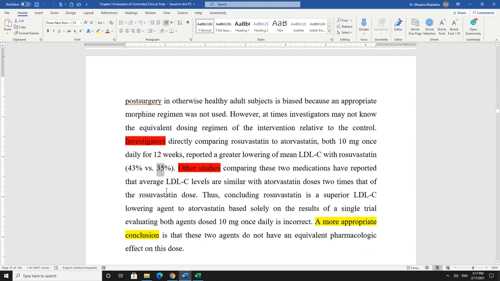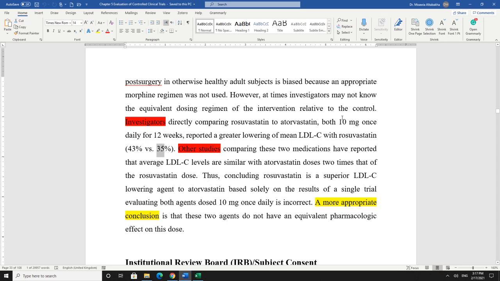Okay, but there was another trial which used 20 milligram of atorvastatin, okay, compared to 10 milligram of rosuvastatin, and they found that there is no difference. So when I increased the amount of atorvastatin, there was no difference. Isn't it that I have a problem here with the dosing? Okay, what should the conclusion of this trial be? A more appropriate conclusion: when I compare 10 milligram each of atorvastatin and rosuvastatin once a day, both were the same.